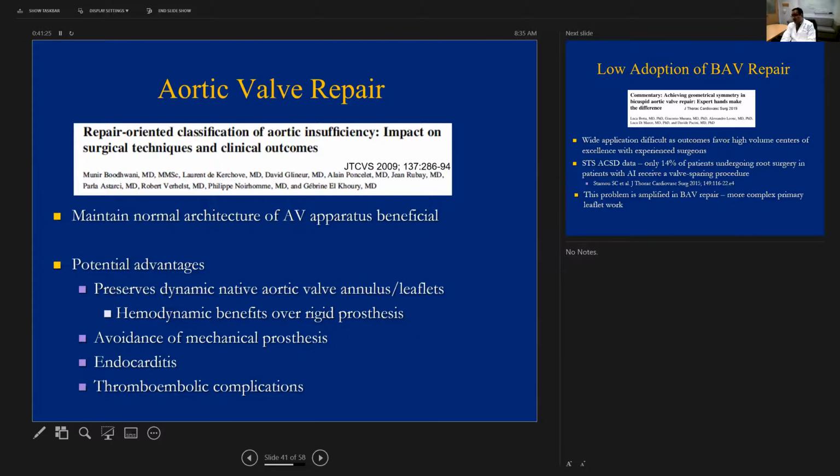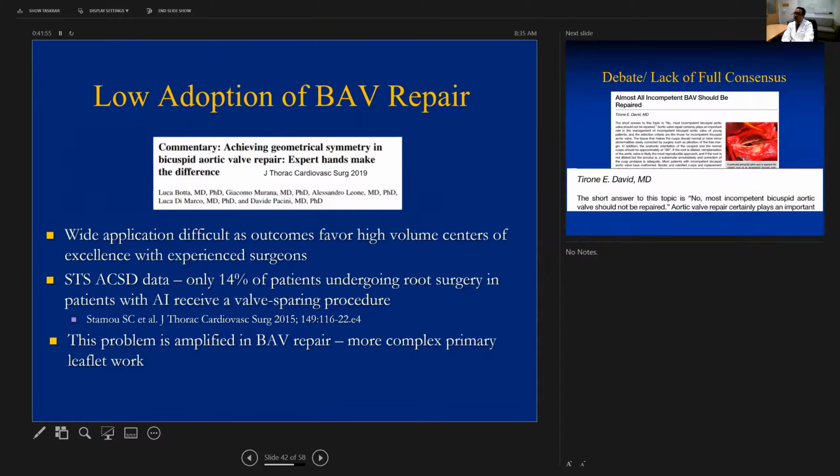There is data supporting that the endocarditis rates are lower. These are all single institution reports, but there's data supporting that over the long term, the risk is lower. And the risk of thromboembolic complications is lower. And there are several studies that have shown the valve-sparing root reimplantations do better in the long term in terms of major adverse events, such as thromboembolic complications, bleeding complications, endocarditis complications, and transvalvular gradients.